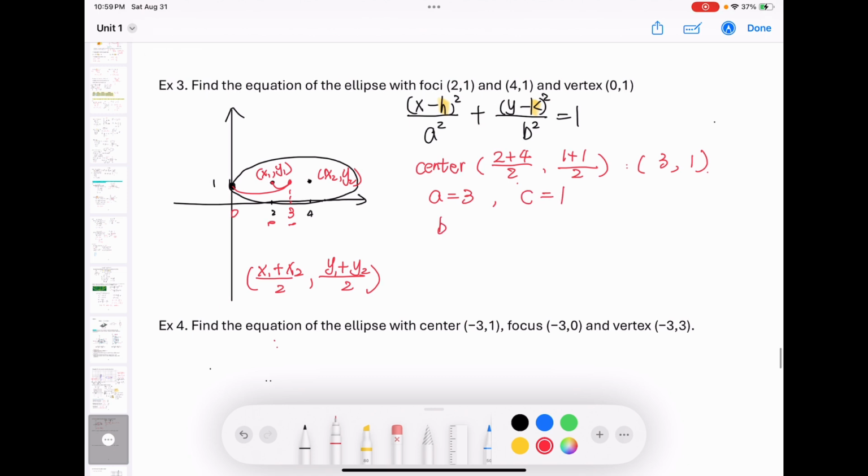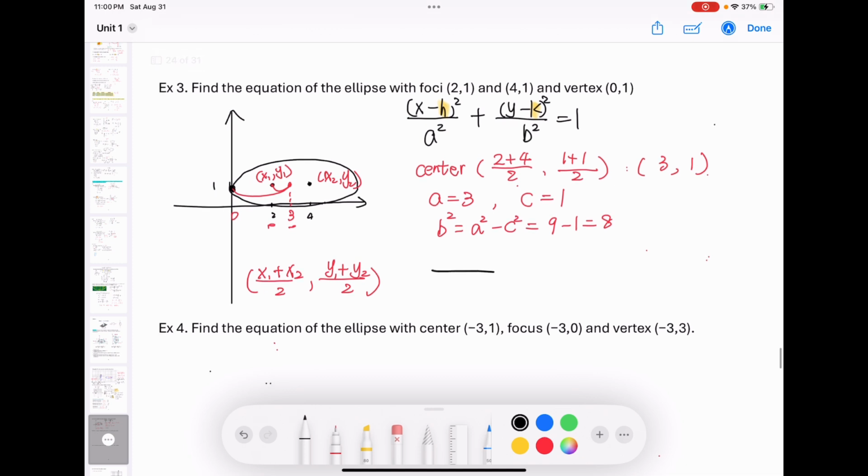Can you find the b? Yes. b squared is equal to a squared minus c squared, which is 9 minus 1 is 8. So b is equal to the positive square root of 8, which simplified is 2 times the square root of 2. Okay, but I don't have to find the b, I just want to find b squared. That's enough. So I just have to find b squared, then plug it into my formula, and I can find my equation.